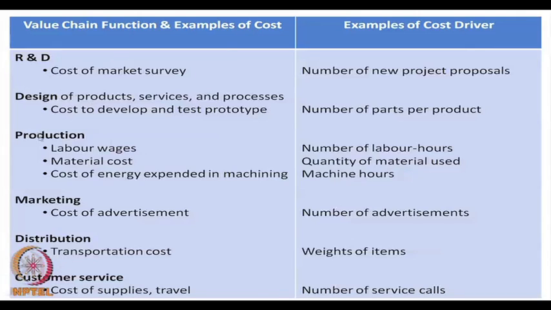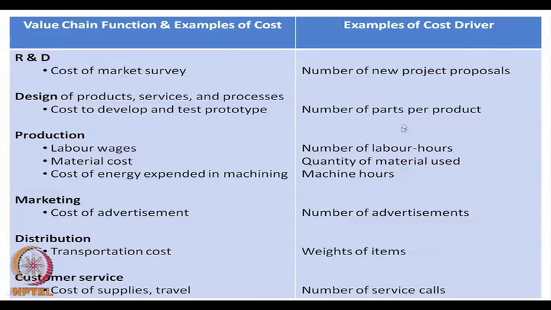Now, for every such value chain function, one can identify a particular cost and then find out a cost driver. For example, suppose that we would like to find out the cost of market survey. As the new project proposals are generated, we make a market survey to know how well these project proposals are going to be useful or relevant to a particular market. So, this is the cost driver and it causes this cost.